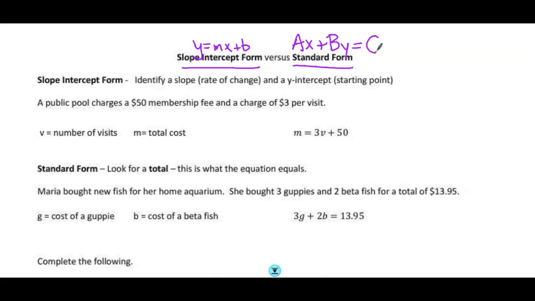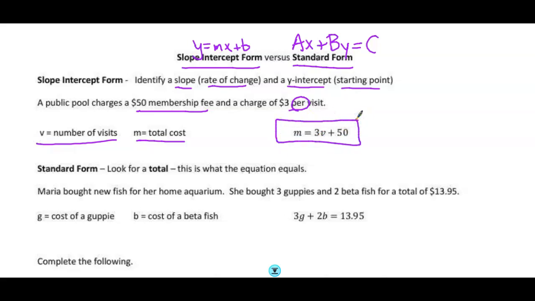When we did slope-intercept form, we identified slope as a rate of change. We found the y-intercept as our starting point. So when it said a public pool charges a $50 membership fee and a charge of $3 per visit, we knew that the slope was 3 and the y-intercept was 50. M is your total cost, V is number of visits. We wrote an equation, M equals 3V plus 50. I hope you remember that because you've been doing it for a couple weeks.